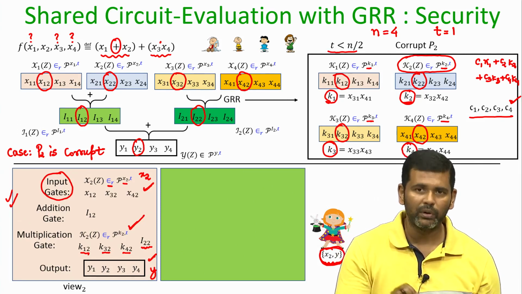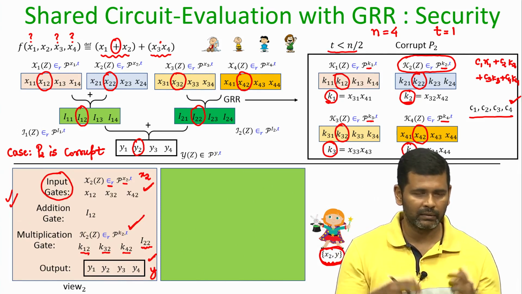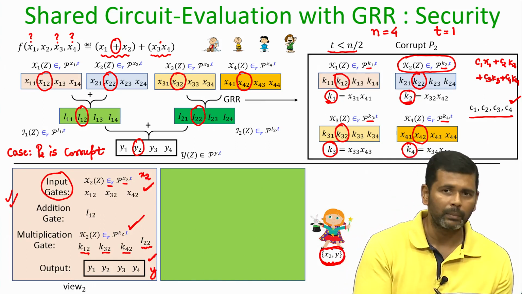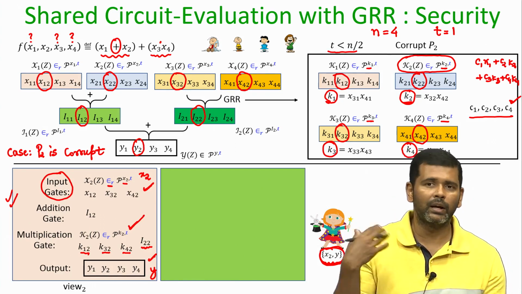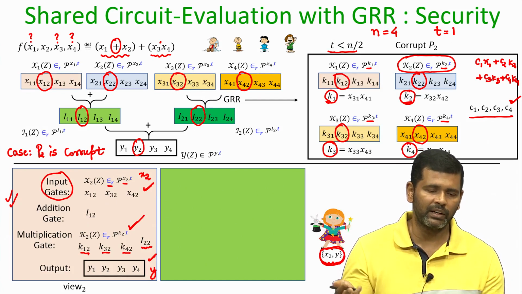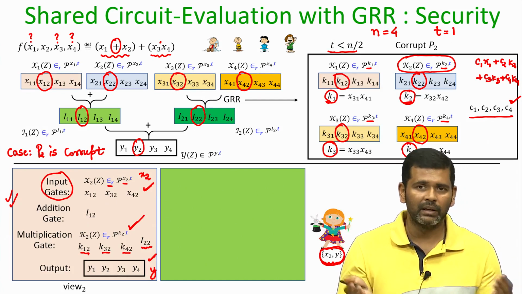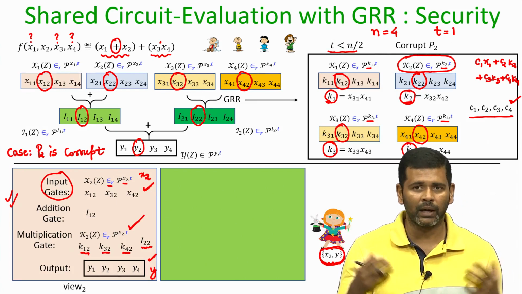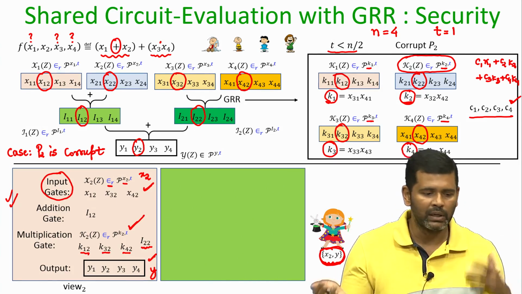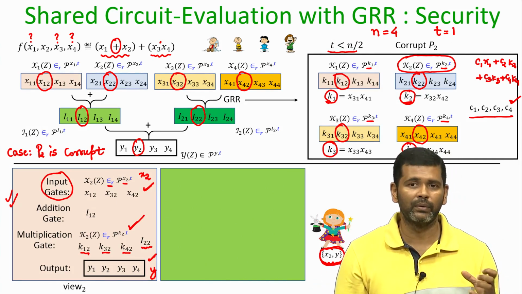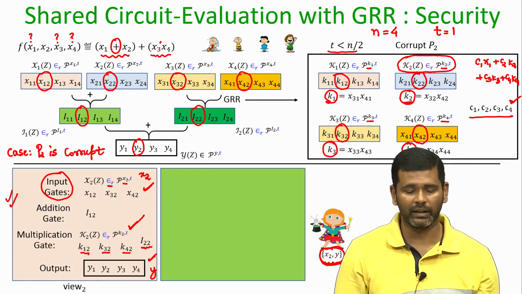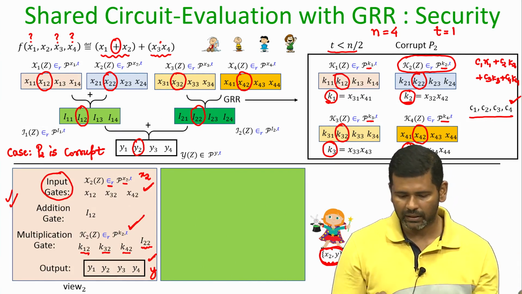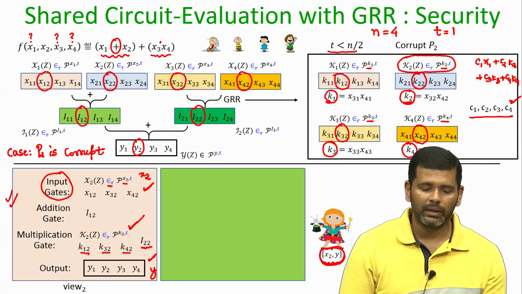If this simulator is able to do that, then it is equivalent to saying that from this view nothing additional about x1, x3, x4 can be revealed, because the entire view, if it can be reproduced, regenerated without the knowledge of x1, x3, x4, then how can it be possible that view 2 reveals something about x1, x3 and x4, right. So, that is a security proof.